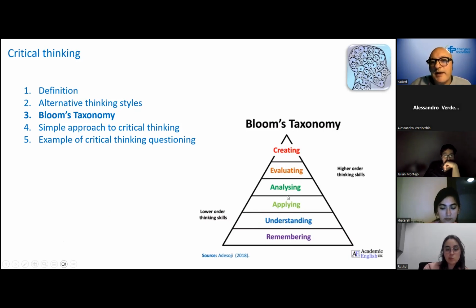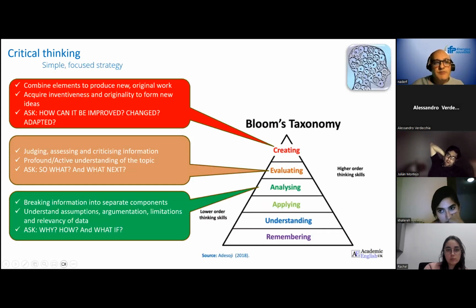Remembering, understanding, and applying would be the lower-order thinking styles, which is the sponge style. And the higher order of thinking would be analyzing, evaluating, and creating. Now, what does it mean? When I analyze, I break the information into separate components, because maybe in that paper not all of the information is important for me. I am interested in some parts of it, to understand the assumptions, the argumentation, the limitations, and especially the relevancy. These are the questions like why, how, and what if.